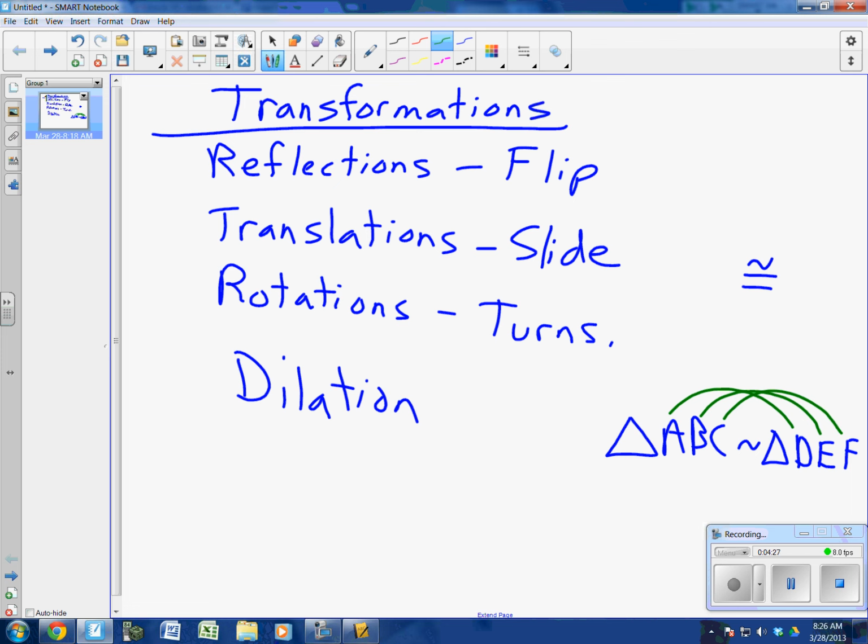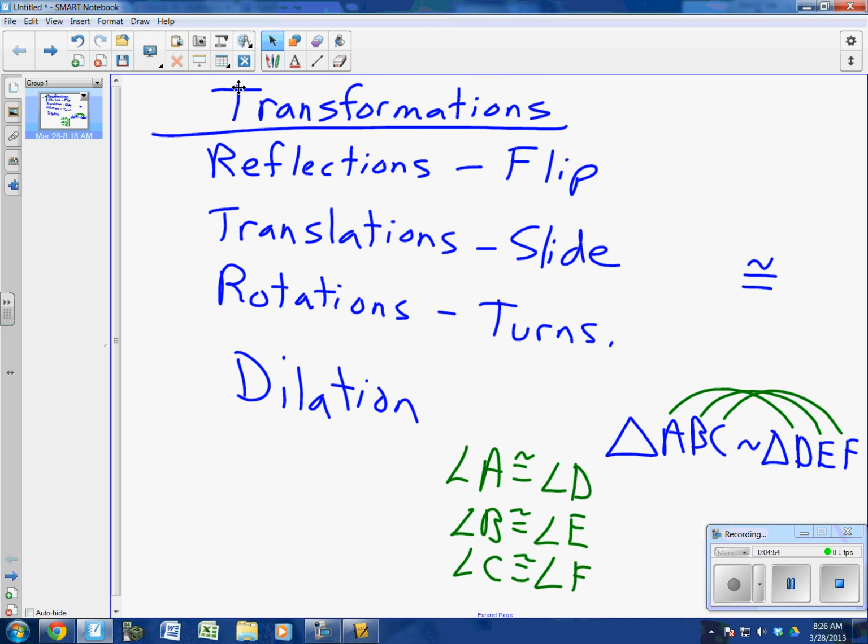We're saying that they're similar and that they line up. So the angles are going to be congruent, and we write them in order. So A corresponds to D. So we could write that angle A is congruent to angle D, right? Angle B is congruent to angle what? E. Could I say angle B is congruent to angle F? No, we don't know that. Angle C is congruent to angle F.